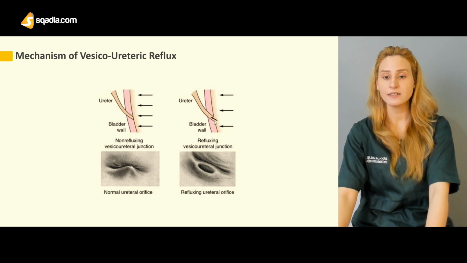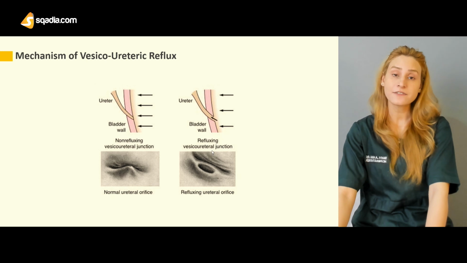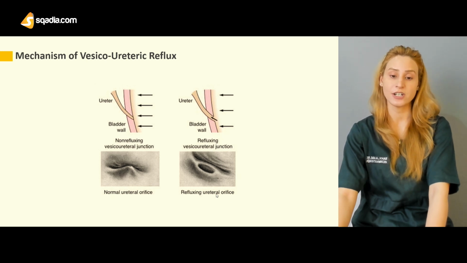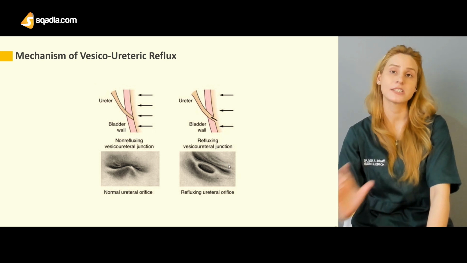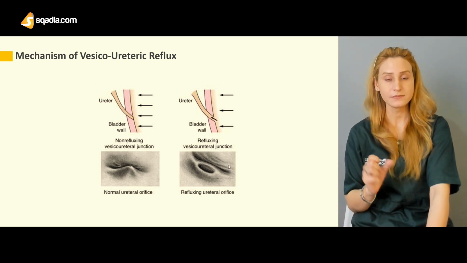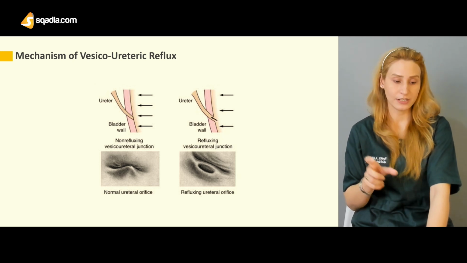So see, the tunnel length is shorter as compared to here, and that will lead to the refluxing vesico-ureteric junction. And you can see the diameter of the ureteric orifice is very much large, and that can lead to the refluxing ureteric orifice. So remember, the tunnel length to diameter ratio is important when you are dealing with such patients.